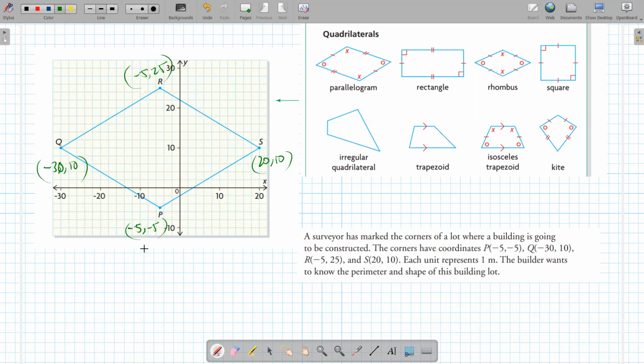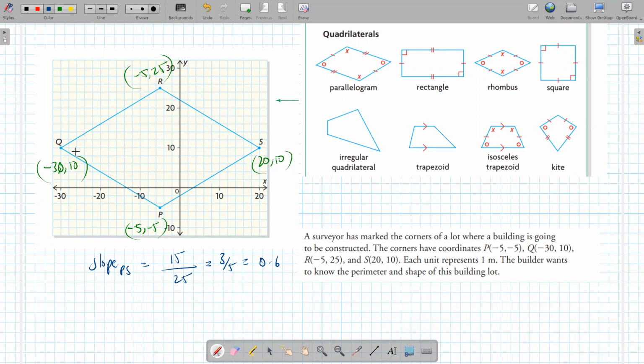90 degrees means perpendicular. What I'm going to do is find the slope from P to S, which is rise over run. So it's going to be 15 over 25. From -5 to 10, rise is 15. From -5 to 20, it's 25. This is 3 over 5, which is 0.6.